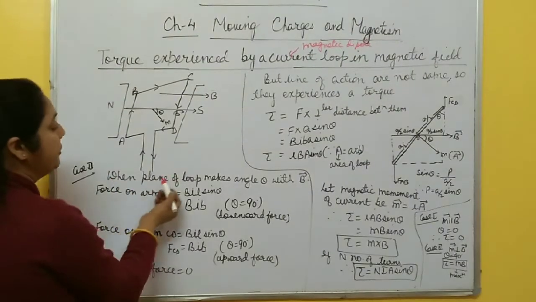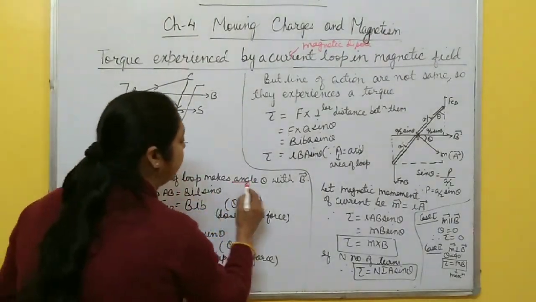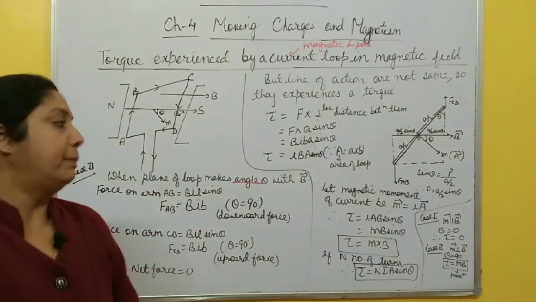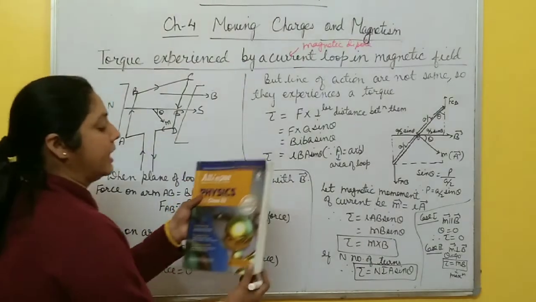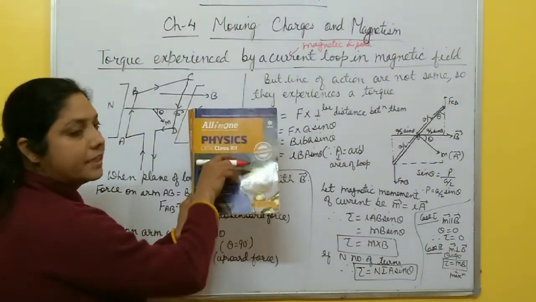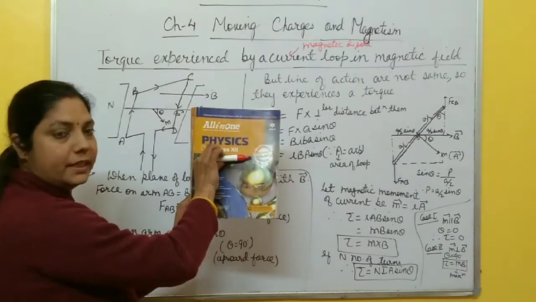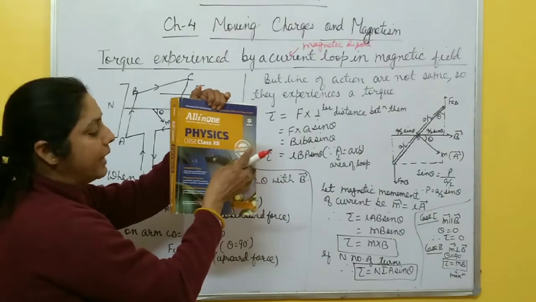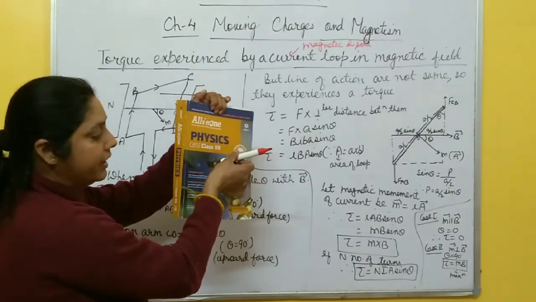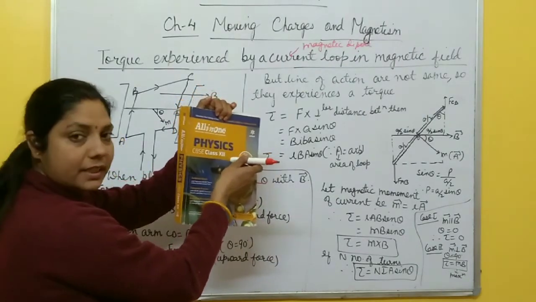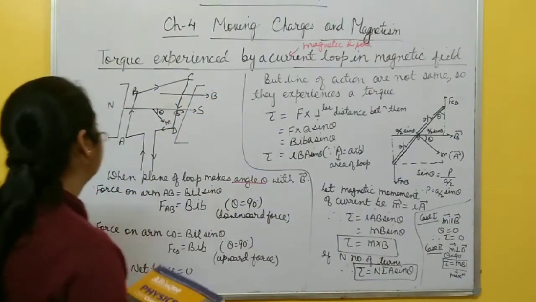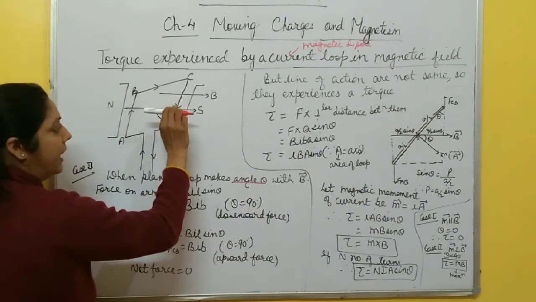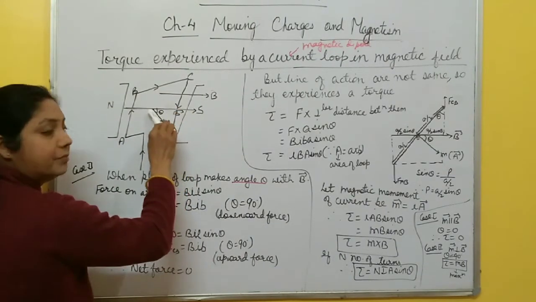Now case 2, when the plane of the loop makes angle theta with the direction of the magnetic field. What happens? In case 1, the magnetic field is in this direction and the plane of the loop is also in this direction. Now you rotate this coil so that the magnetic field is still in this direction, but it makes angle theta with the loop. So the figure is like this. The magnetic field is still in this direction but makes angle theta with the area vector.